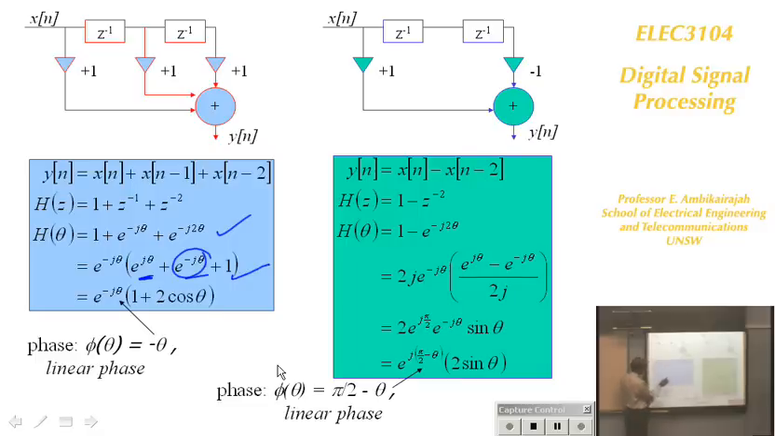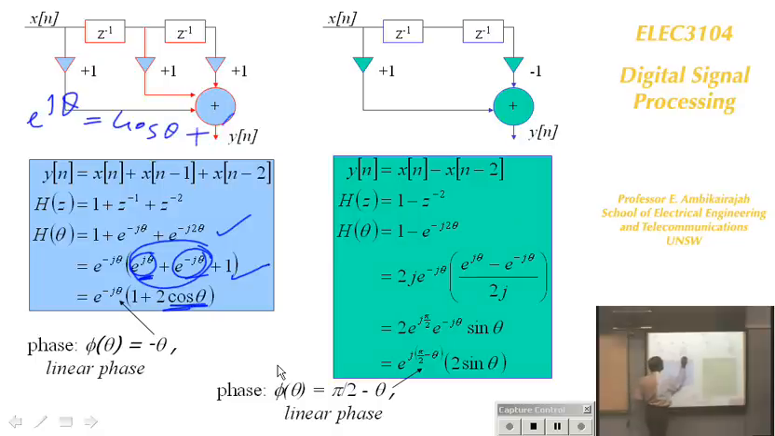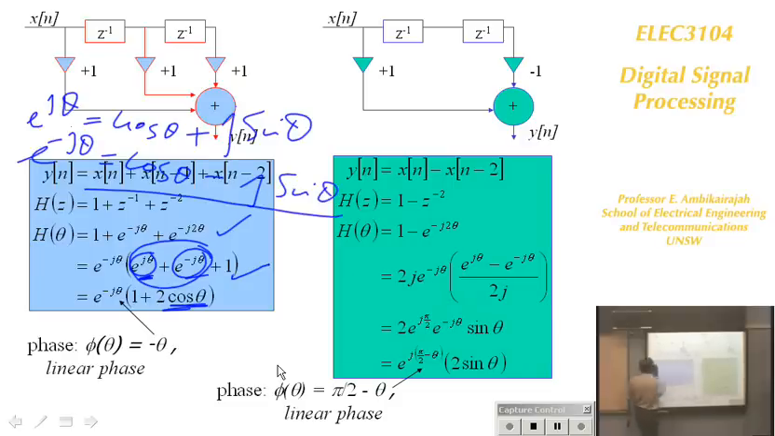Can you see that? I took e to the minus j theta out, so this will give me e to the plus j theta, this will give me 1, and this will give me another e to the minus j theta here. If I combine these two, I know that it's 2 cos theta. Remember we looked at it before? E to the j theta equals cos theta plus j sine theta. E to the minus j theta equals cos theta minus j sine theta. If you add them together, the sine terms cancel out, and you get 2 cos theta. So this is our equation now for H(theta).